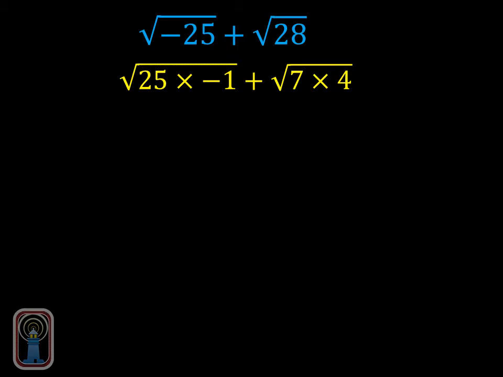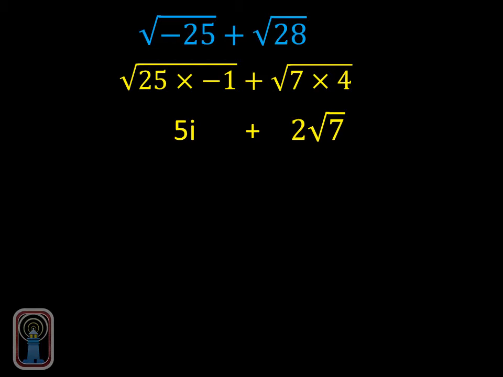Now, 25 is a perfect square of 5, and the square root of negative 1 is i, so our answer is 5i. 7 does not have a perfect square, but 4 does. So we're going to pull out 2 and get an answer of 2 square roots of 7. Now be careful, this is not your final answer because it is not in complex number form.